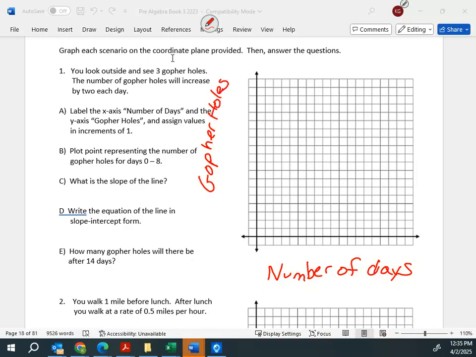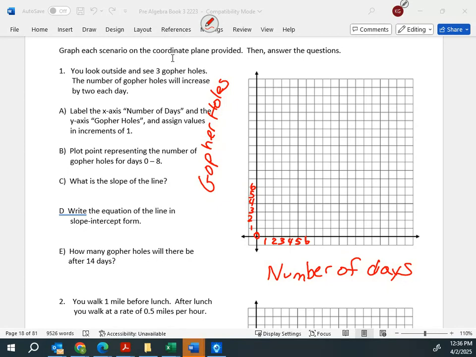Assign values in increments of 1. So we know where the x and the y cross each other at 0. So we have 1, 2, 3, 4, 5, 6, and you're going to go on to the end. Going up, you go up 1, 2, 3, 4, 5, 6, and keep going up, counting by ones.